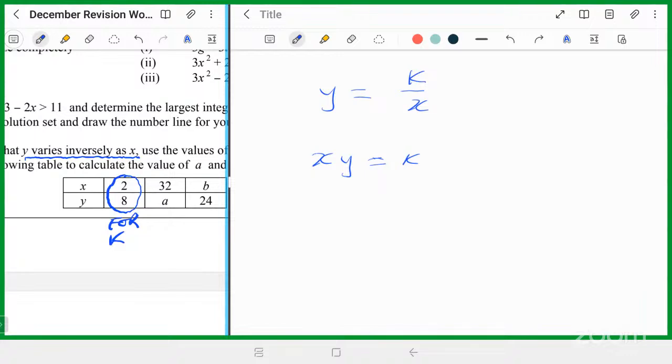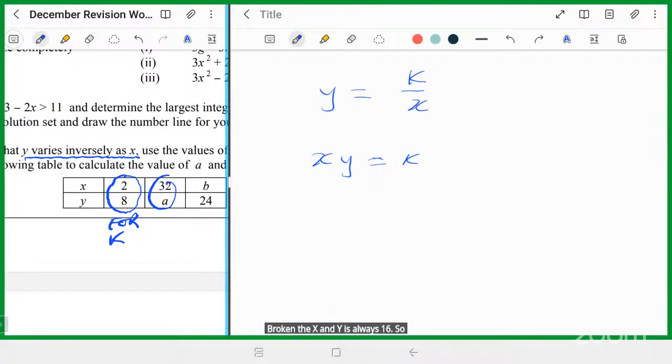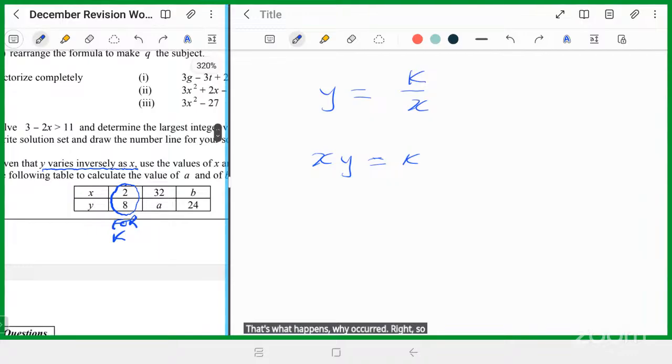So it means that the k is 16. So the product of these two numbers, all of them, must be 16. The product of x and y is always 16. So this time this is 16, this time this is 16. That's what happens. Why? Because the product of the first two is 16. Right? So this question is very easy.